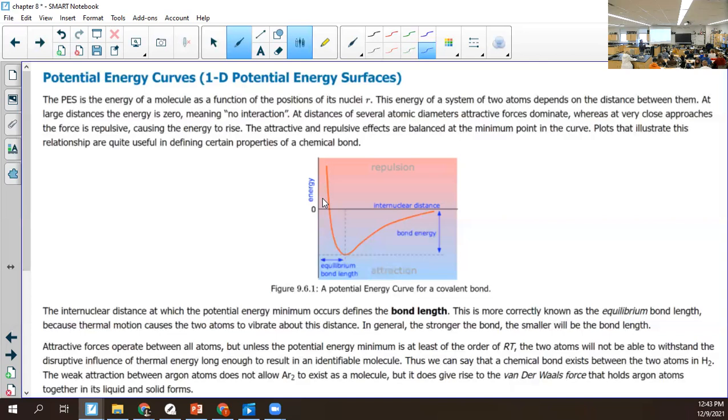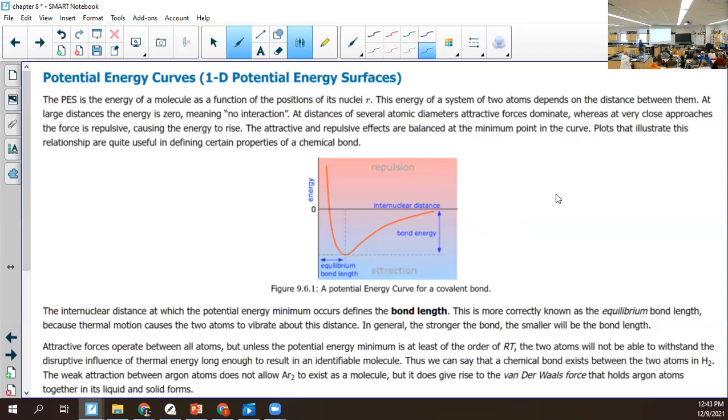Okay, these are called potential energy curves, also known as potential energy surfaces. I don't know why, but it's okay. The PES is the energy of molecules as a function of the position of their nuclei in R. The energy of a system of two atoms depends on the distance between them.